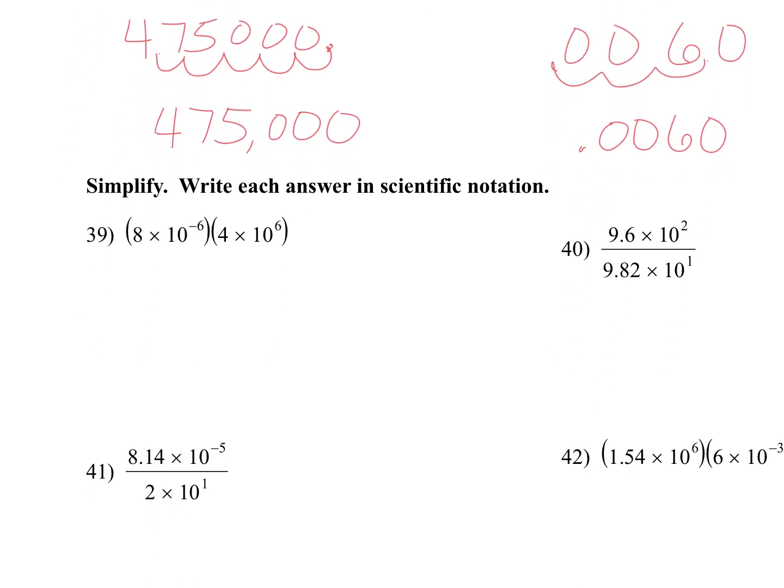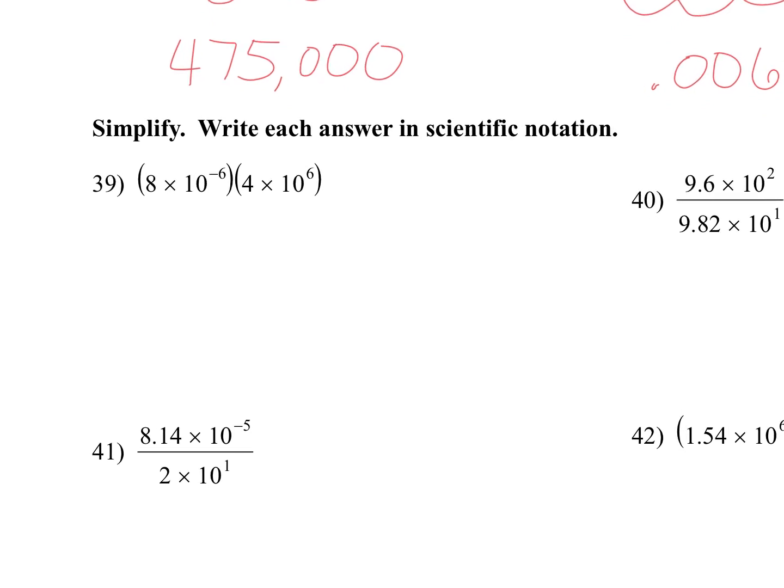Let's move on to 39. Do you remember how to multiply with scientific notation? Think of these tens as their bases. So we're going to basically multiply like terms. 8 times 4 is 32. And then I'm going to multiply these two together. Well, powers of the same base, what do we do with the exponents? Add. -6 plus 6, 0. Anything to the 0 power is? So you have 32 times 1, which is just 32.